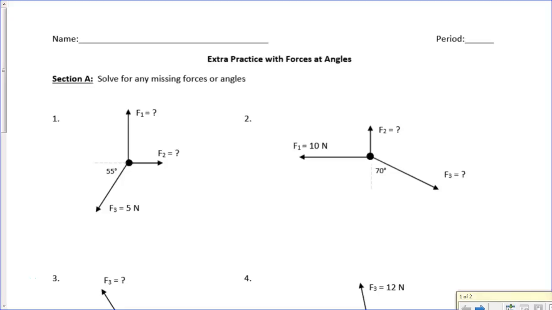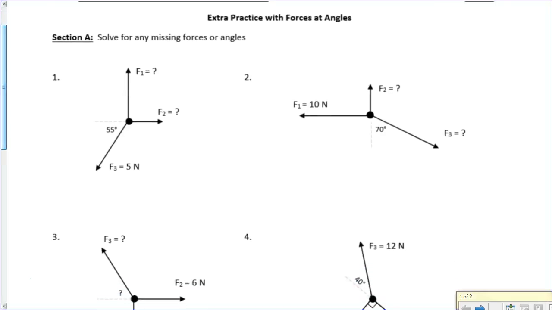Hello, this is a key for some extra problems that I have created with forces at angles, because I know that they're pretty tricky and I just want to make sure that everybody has a pretty good understanding of them going forward. So I'll just lay into it right away here.